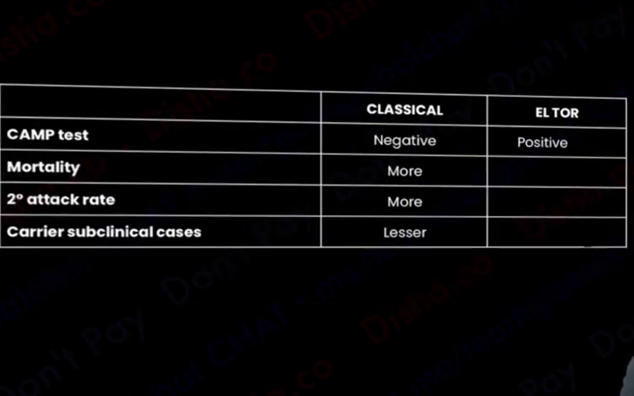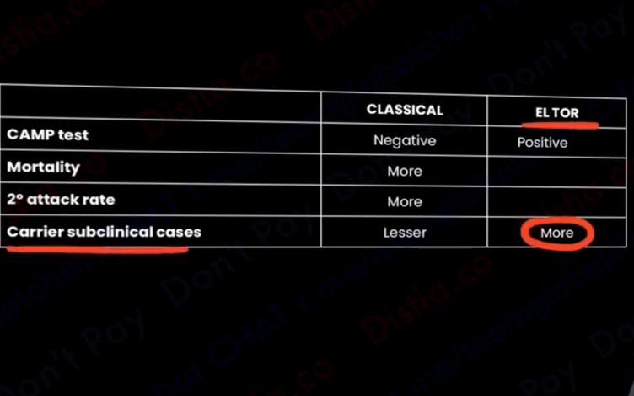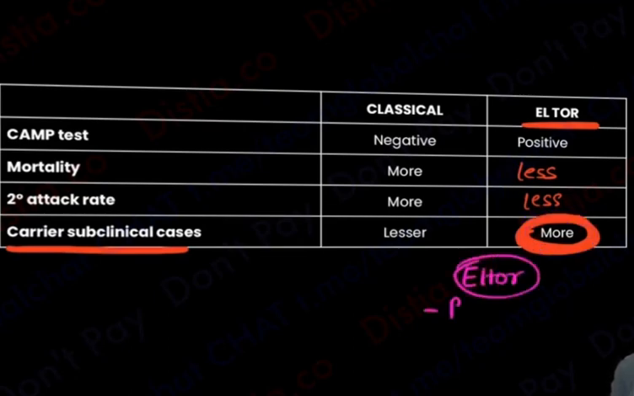And what about the carrier state? Who is going to have more chances of carrier state? That is going to be El Tor. This means the original disease, mortality and secondary attack rate are less. All of that is going to be less. If it's going into carrier state, this means it's going beyond the mortality, it's going beyond the secondary attack rate, right? So all these are less and the carrier state is more. So one of the easier ways of learning this table was: any testing that will be asked, El Tor will be positive, whether beta hemolysis or chick erythrocyte agglutination or VP test or CAMP test, El Tor positive.